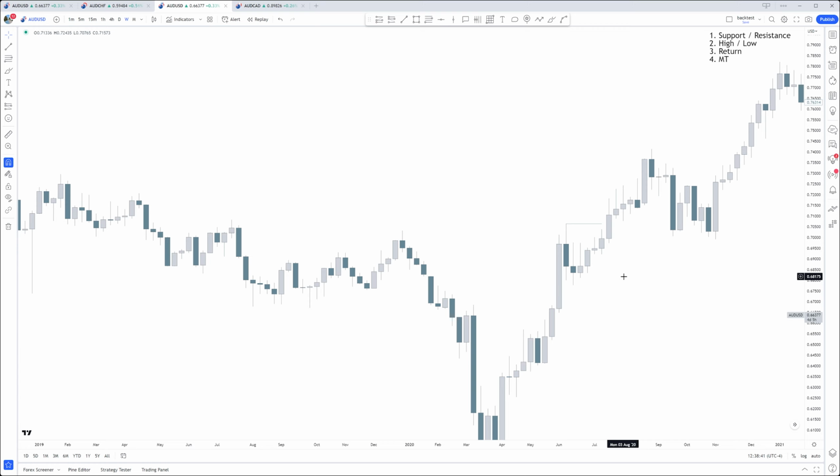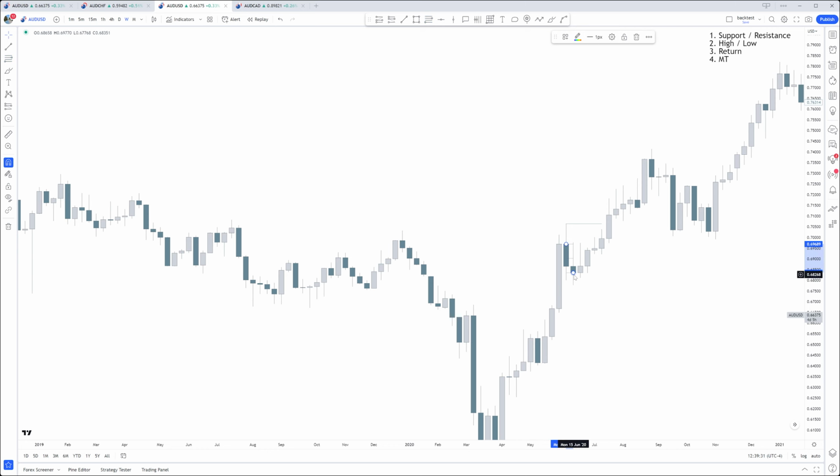What makes someone a master is when they master the simple basics and they apply them on a consistent basis. Master the basics and you will master trading. All right, so we have 1, 2, 3. Support level, high gets broken, we have a return. Perfect. Then the fourth one, the MT, the mean threshold. The mean threshold would be this right here.